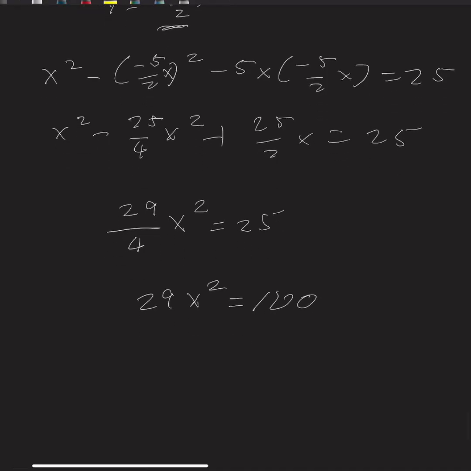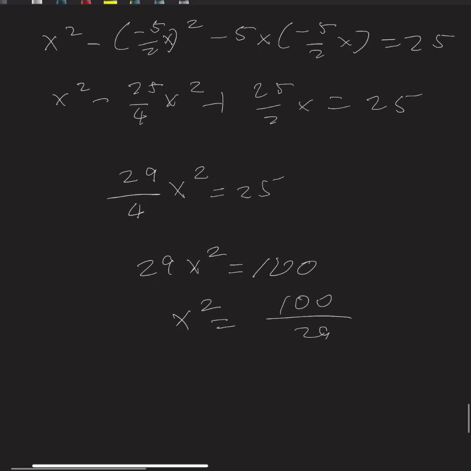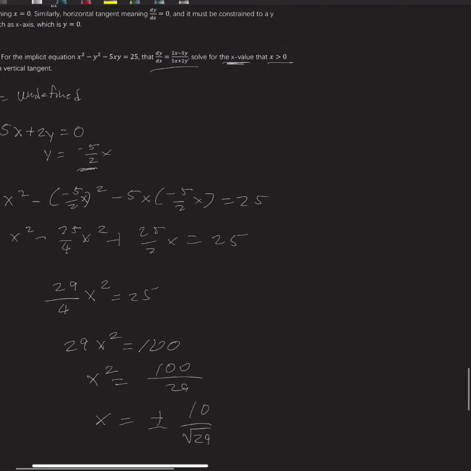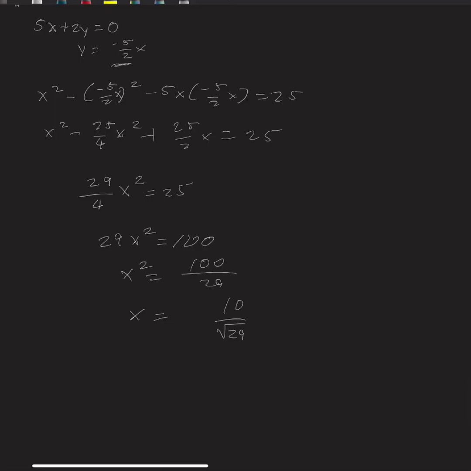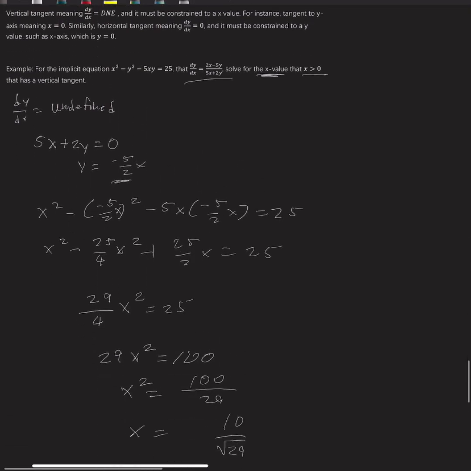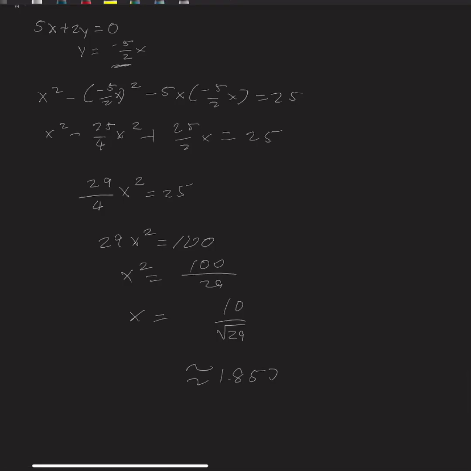So x squared is equal to 100 over 29, so x is equal to positive or negative 10 over square root of 29. And it's asking for the positive x value, so it's just 10 over square root of 29. Using a calculator, that's approximately equal to 1.857. So at x approximately equal to 1.857, it has a vertical tangent.